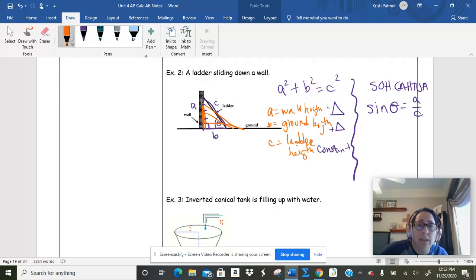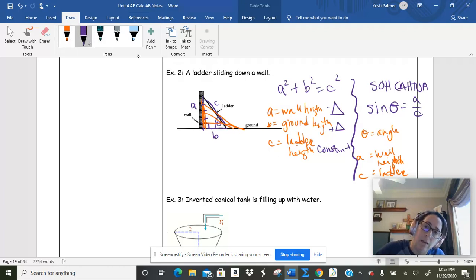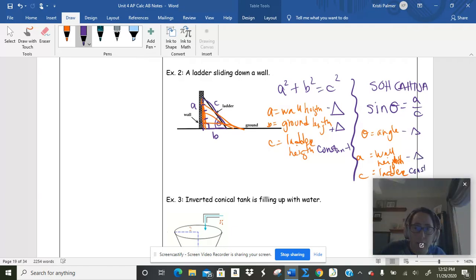Okay, so here if I look at these, theta is the angle between the ladder and the ground. A, we said, was the wall height. And C is the ladder length. So as that ladder again is falling, theta is getting smaller. It is changing. The wall height is also getting smaller and it is changing, but the ladder is still a constant. Both of those were a negative change.